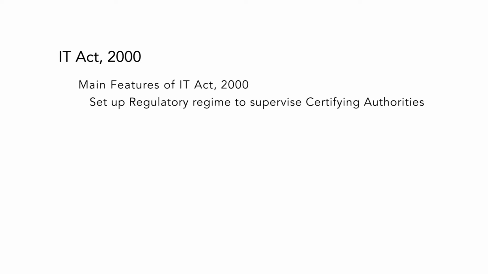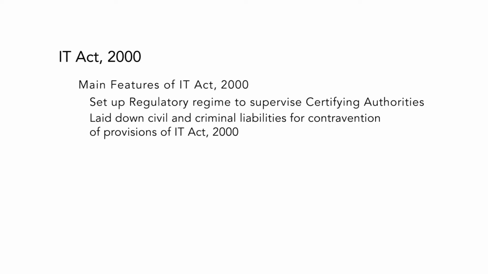When we look at the IT Act, these three are not the only objectives. I feel that there is a lot more that the IT Act does. It gives out a clear-cut paraphernalia for setting up a regulatory regime to supervise, for instance, the certifying authorities. It lays down what are the offenses, what are the civil wrongs or the contraventions that are to be governed by the IT Act. It also lays down the legal recognition of electronic documents and digital signatures.